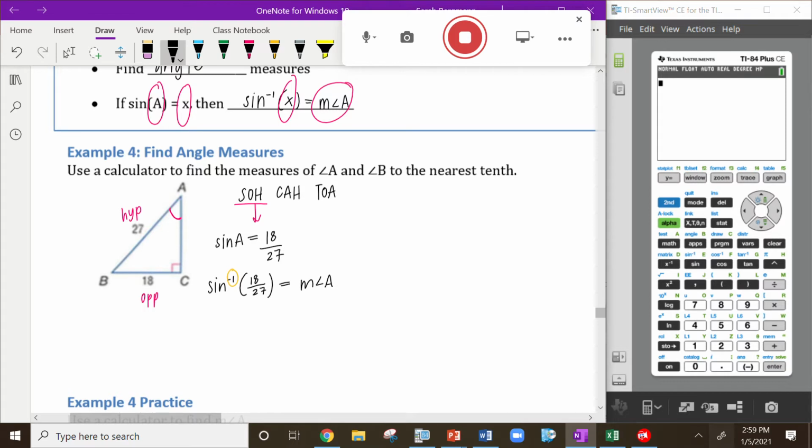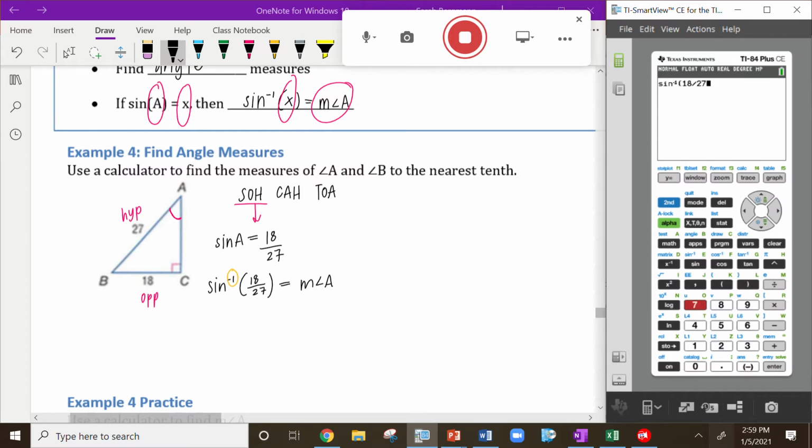Now in order to find out what this angle measure is, I need my calculator. Notice my calculator is already set up in degree mode. Yours should be too. And in order to use the inverse, I'm going to have to hit the second button first. So I'll hit second sine to use inverse sine. Notice it comes up on my calculator correctly. And I'll type in the ratio 18 over 27.